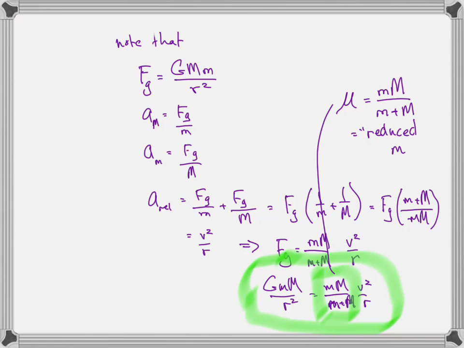I think that's pretty interesting that we can do that kind of correction in order to properly describe Newton's laws and motion for two things orbiting each other. There you go, reduced mass.